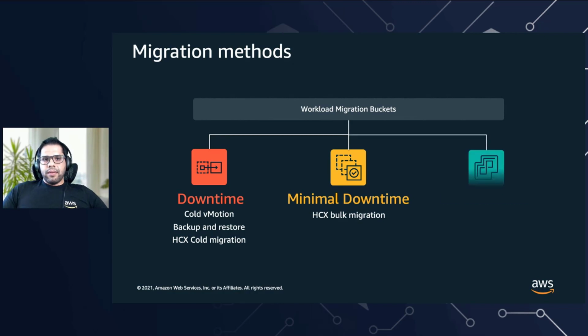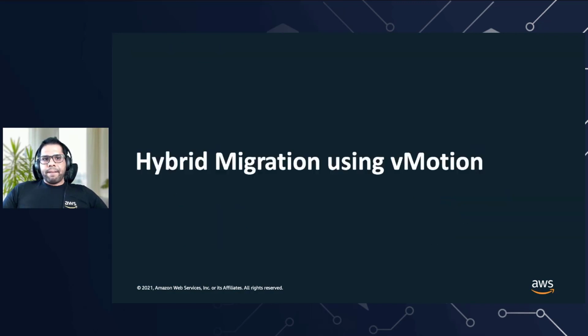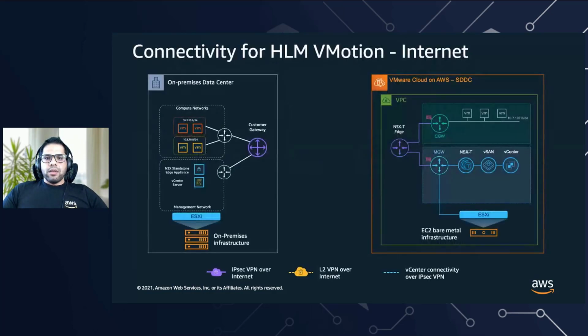So let's now take a look at hybrid migration using vMotion. This requires us to set up hybrid link mode first for online vMotion, and then we need to stretch a layer 2 network between our on-premises environment and the VMware Cloud on AWS environment. Now, there's two options that you can use. Let's first look at the internet option.